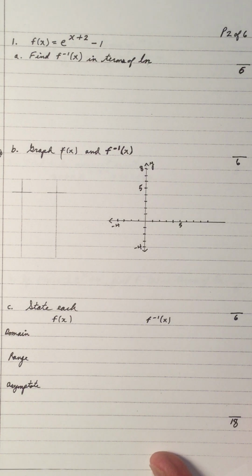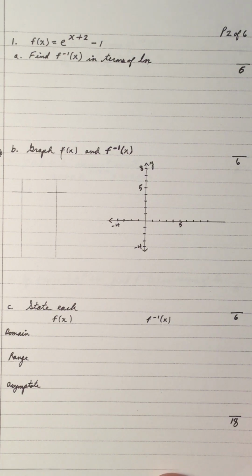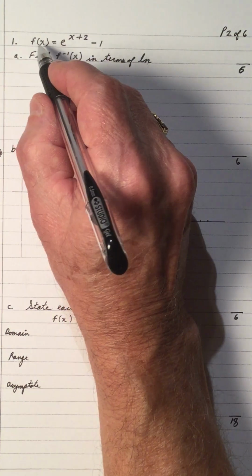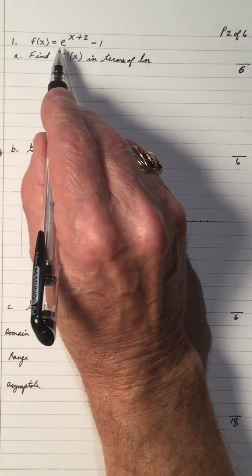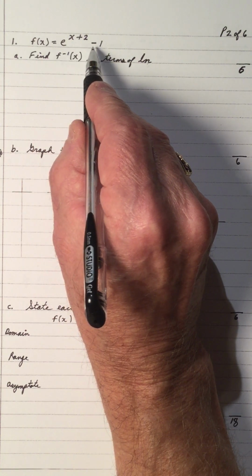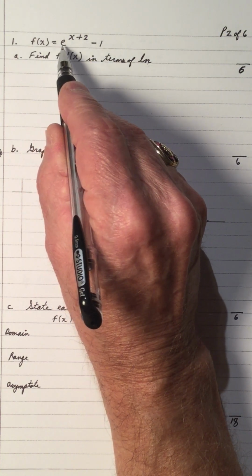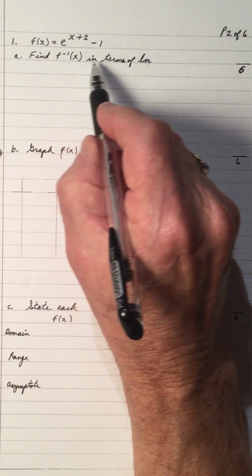Let's start with the first question. Again, remember that all questions are in order according to the videos. f of x equals e to the x plus 2, minus 1. This is an exponential, so the inverse of an exponential is a log, so we're going to write it in terms of ln.